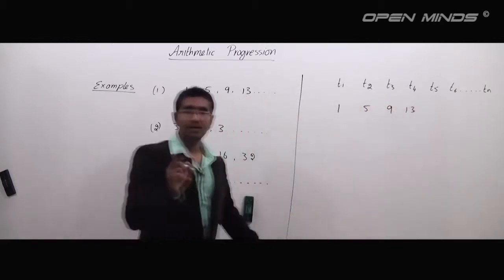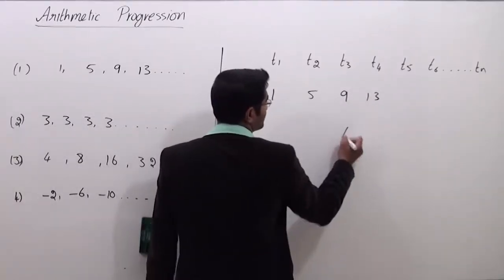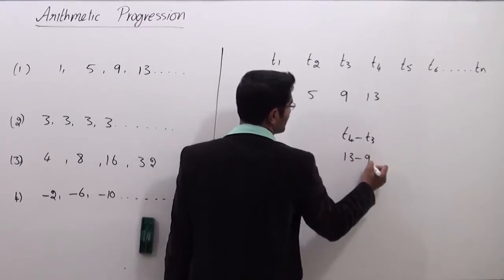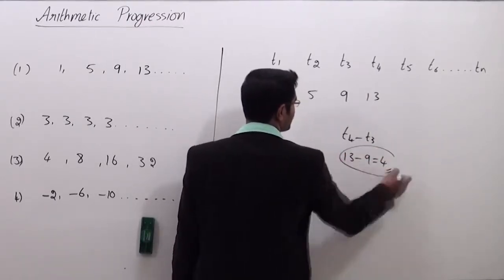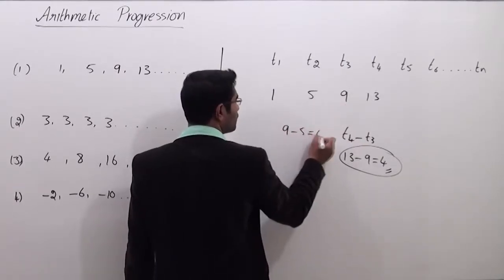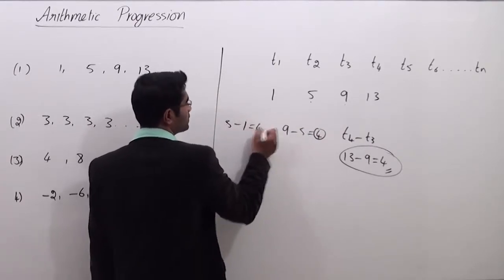Then I can say there is one rule. The rule is simple. The difference between these, let's say T4 minus T3, is 13 minus 9, which is 4. Now, if I subtract these two, what is 9 minus 5? Again, I get 4. And what about 5 minus 1? I get 4 again.